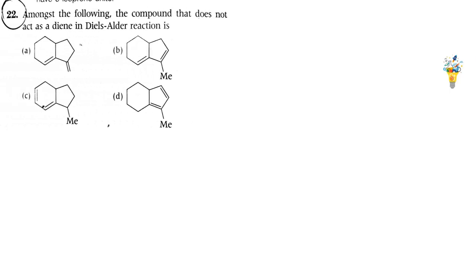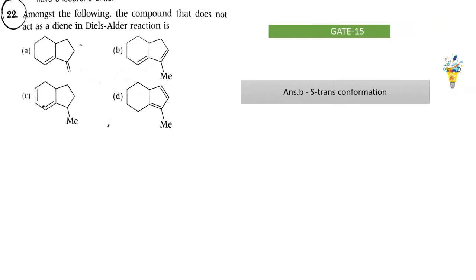Let's move to the next question. It is a question about diene. Amongst the following, the compound that does not act as a diene in Diels Alder reaction. We know very well that the cis-side diene is involved in the Diels Alder reaction. This is a question from GATE 15. What's your answer? The answer is B. Why?